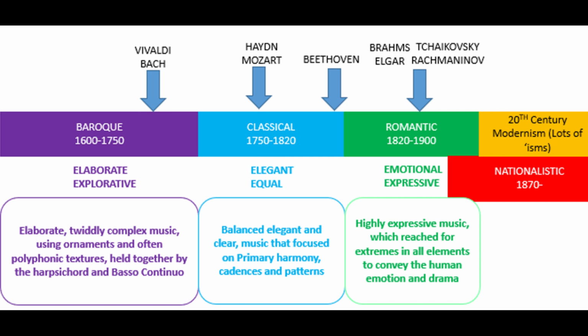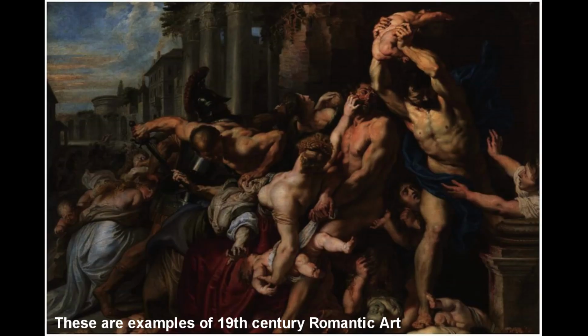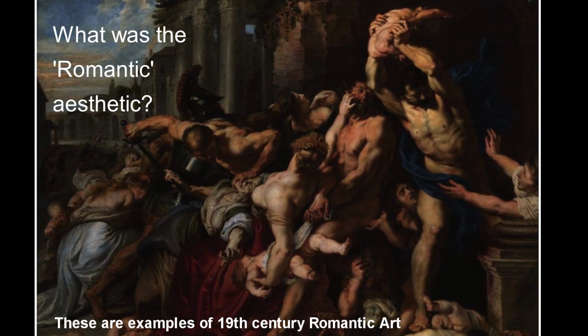And the 2 adjectives that I've put under that are emotional and expressive. So as it says, Romantic music is highly expressive music which reached for extremes in all elements to convey the human emotion and drama. So this leads us on to learning point number 1. What was the Romantic aesthetic?